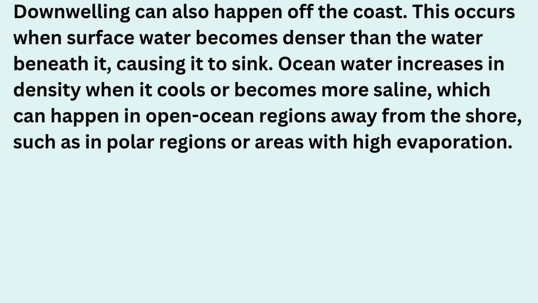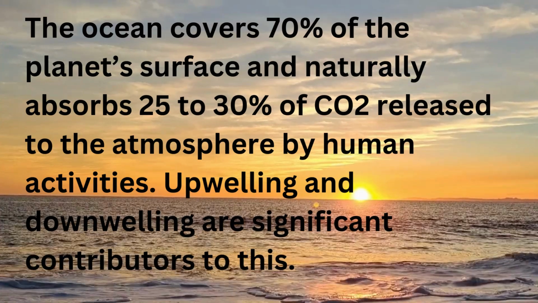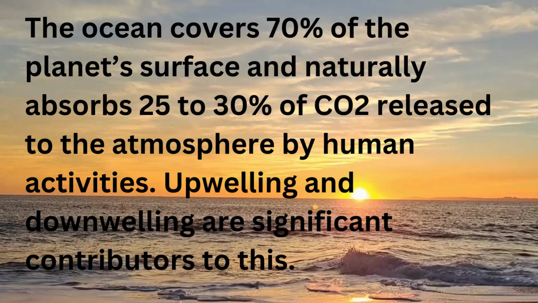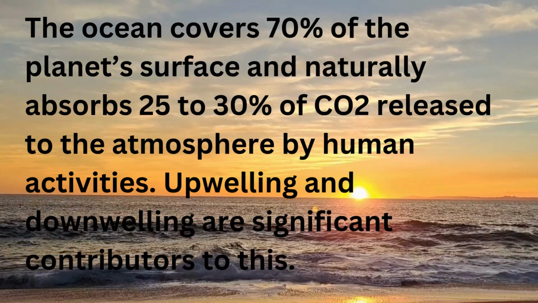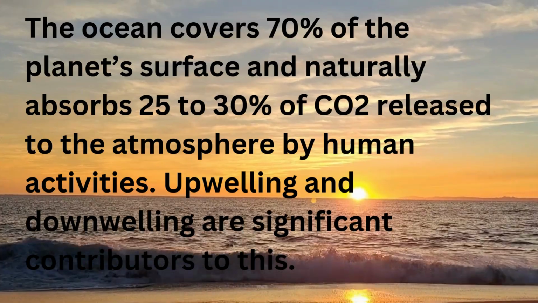Downwelling can also happen off the coast. This occurs when surface water becomes denser than the water beneath it, causing it to sink. Ocean water increases in density when it cools or becomes more saline, which can happen in open ocean regions away from the shore, such as in polar regions or areas with high evaporation. The ocean covers 70% of the planet's surface and naturally absorbs 25 to 30% of CO2 released to the atmosphere by human activities. Upwelling and downwelling are significant contributors to this.